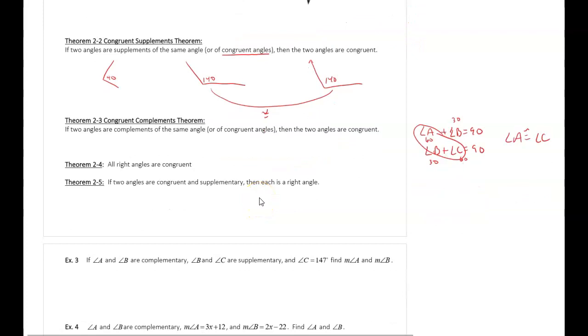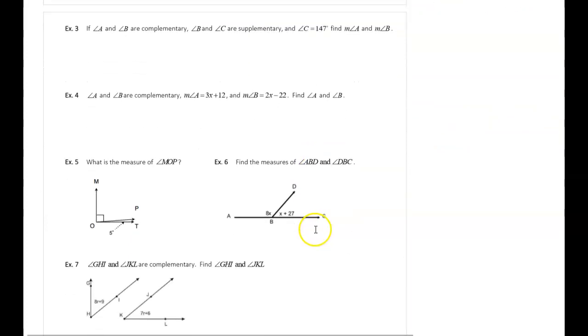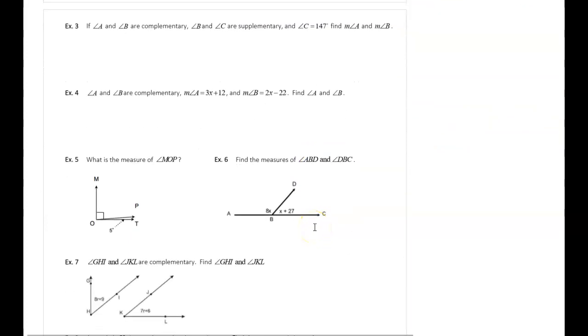Okay, the next theorem, all right angles are congruent, and that's because they are 90 degrees. If two angles are congruent and supplementary, then each is a right angle. So if I take this 180 degree angle and I say they're congruent, that means both of them have to be 90 degrees. Okay? So let's look at some other examples that we might come across.